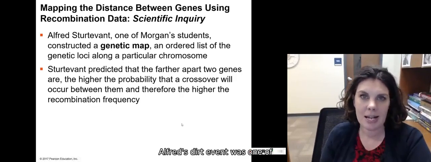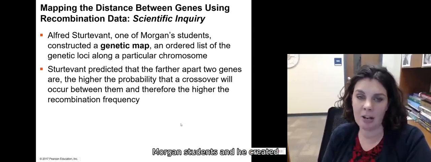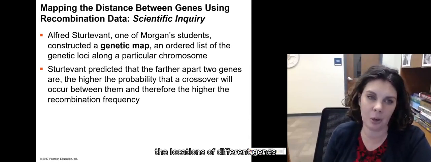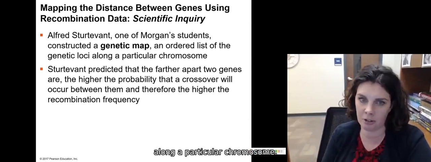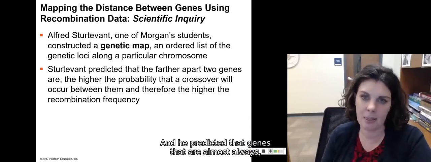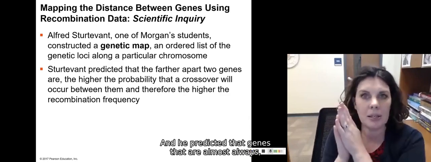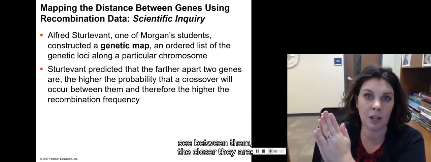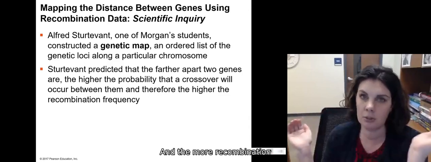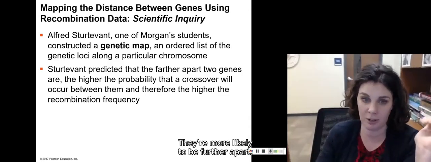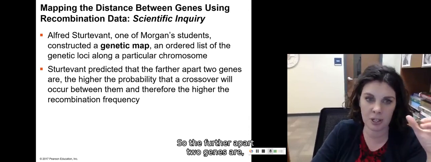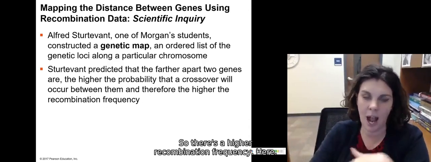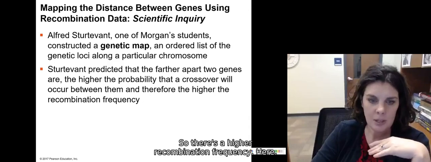Alfred Sturtevant was one of Morgan's students, and he created what was called a genetic map. A genetic map lists the locations of different genes along a particular chromosome. He predicted that the less recombination you see between genes, the closer they are, and the more recombination, the further apart they're more likely to be. So the further apart two genes are, the higher the probability that a crossover can happen somewhere between them, so there's a higher recombination frequency.